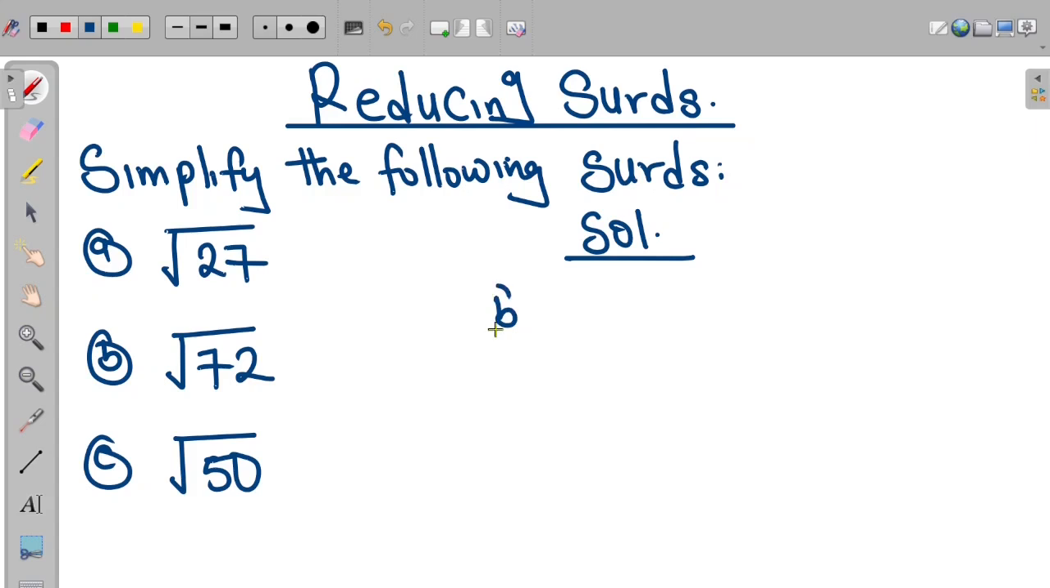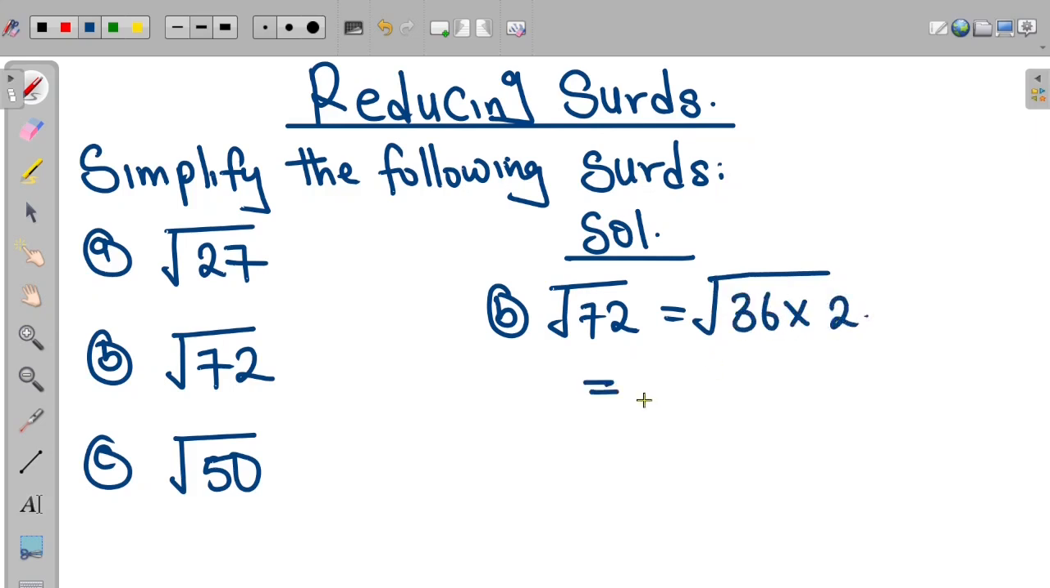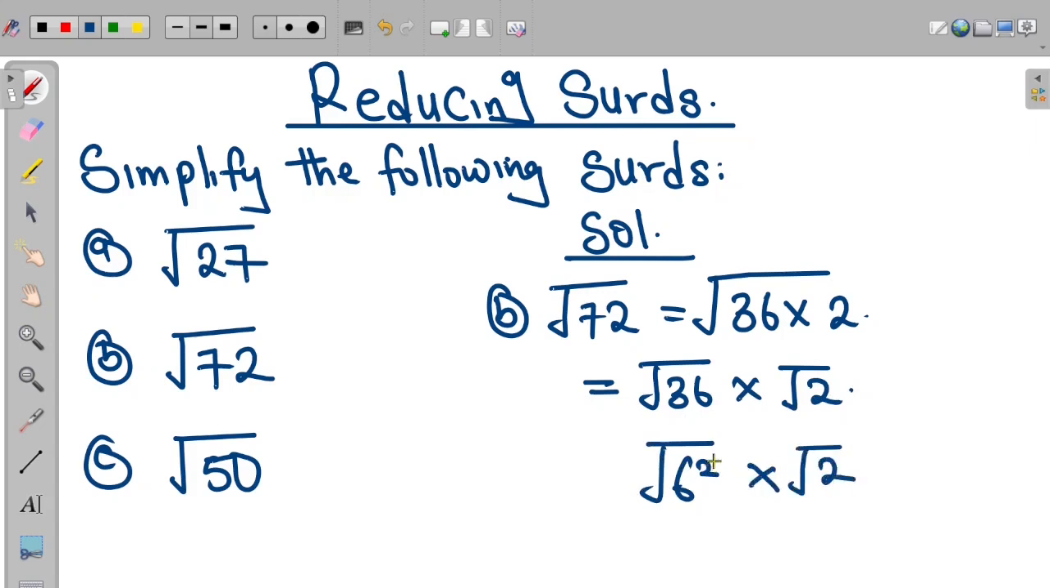Now, also for B, we have that this is root of 72. Again, we express 72 as a product of two factors. This is root of 36 times 2. And from the multiplication law, we have that it is root 36 times root 2. 36 being a perfect square, this is root of 6 squared times root 2. So square will cancel out root. So therefore, we have that this is 6 multiplied by root 2. So therefore, root 72 is equal to 6 multiplied by root 2.